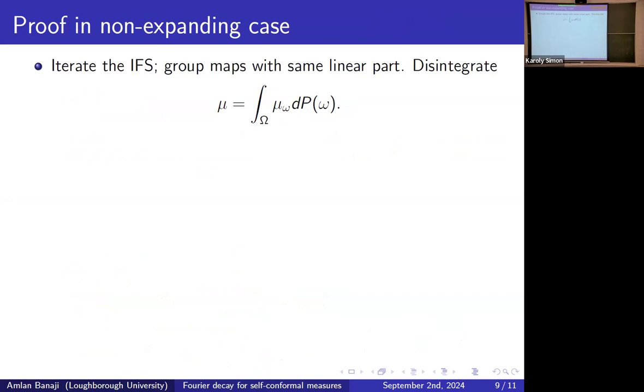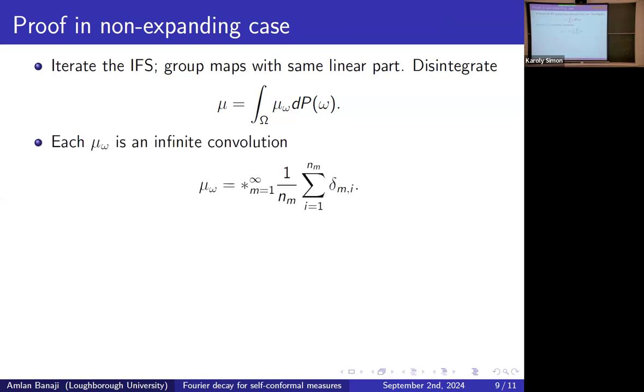Just very briefly, the proof in the non-expanding case goes by an Erdős-Kahane argument. So you iterate your IFS, you group together contractions which have the same linear part, and you then disintegrate your measure mu into lots of other measures which might not be self-similar, but which are somehow statistically self-similar. And the point is that each of these measures in the disintegration can be expressed as an infinite convolution of averages of delta masses.